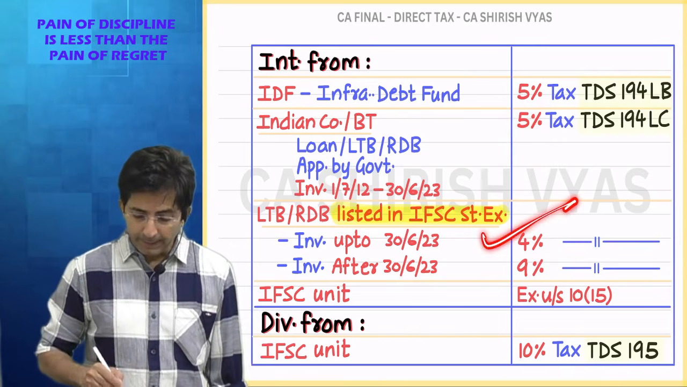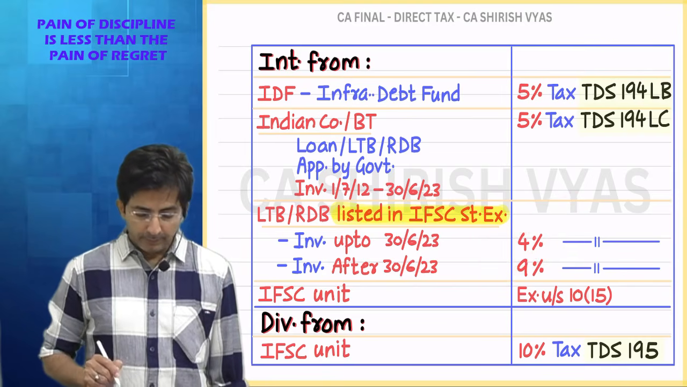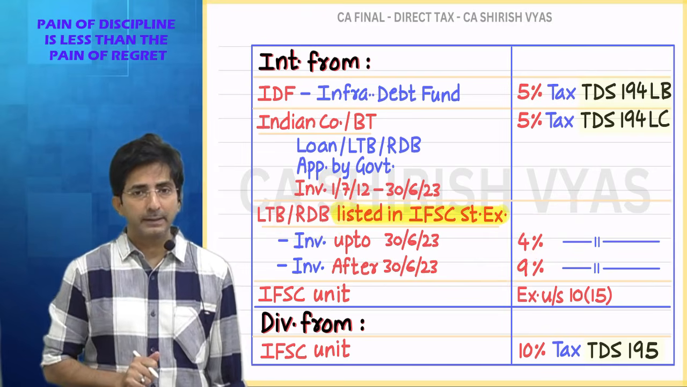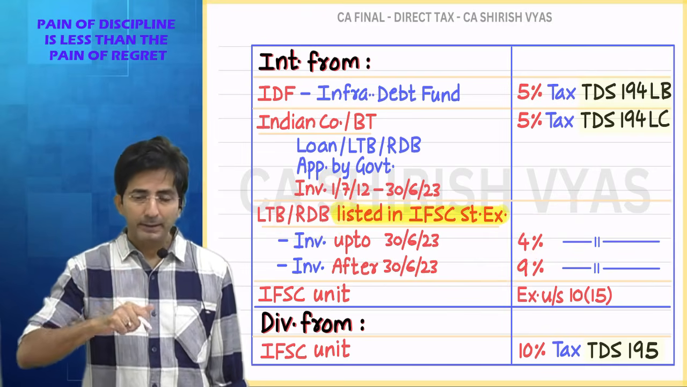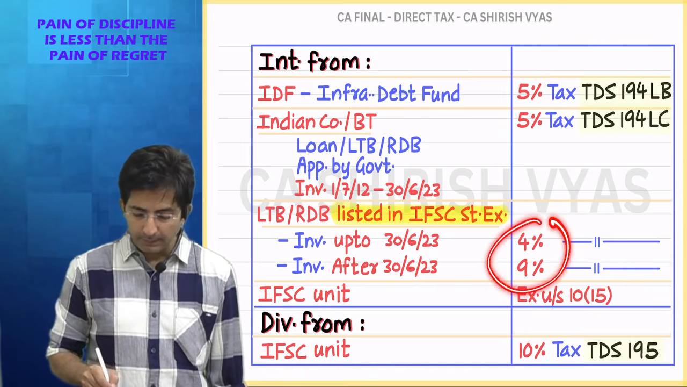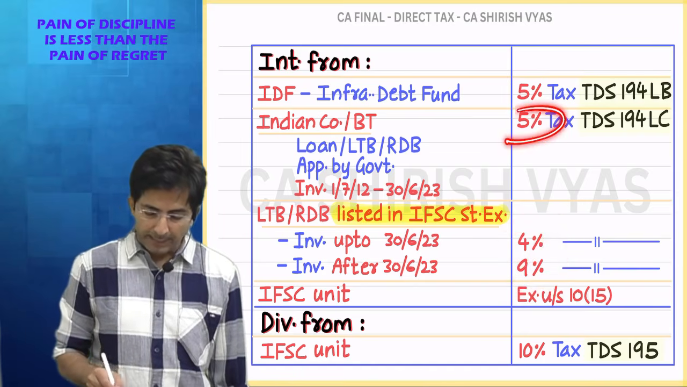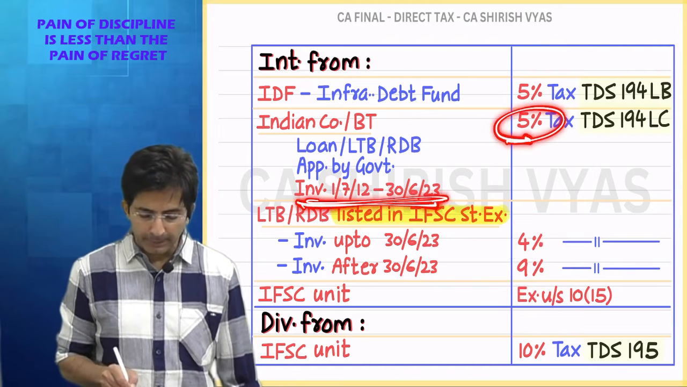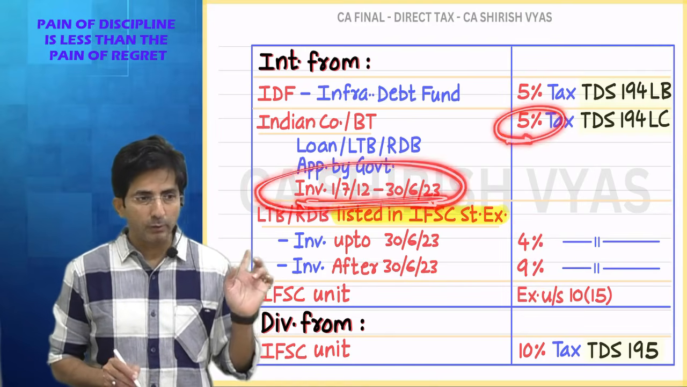See, 4 and 9 you will apply when? If the rupee denominated bonds are listed in the IFSC stock exchange. That they should say, na? If they don't say, don't even think of 4 and 9. 5, if not 5, then 20. But here 5, because the investment date is falling between 1/7/12 and 30th June 23.